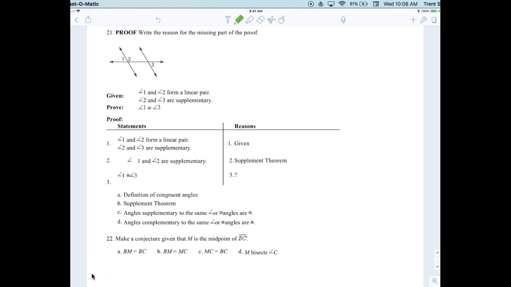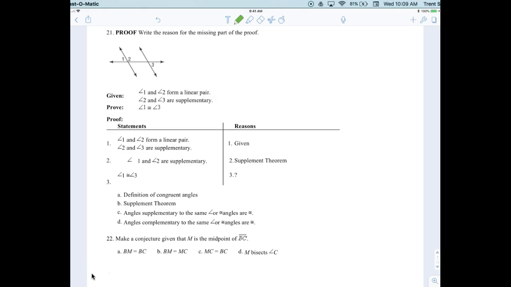If angle 1 and 2 form a linear pair, and 2 and 3 are supplementary, prove 1 is congruent to 3. Well, first of all, if 1 and 2 form a linear pair, that's given, right? If they form a linear pair, then they're automatically what? Supplementary. Do you agree with that? And that's by the supplement theorem.